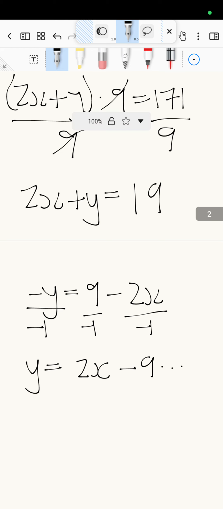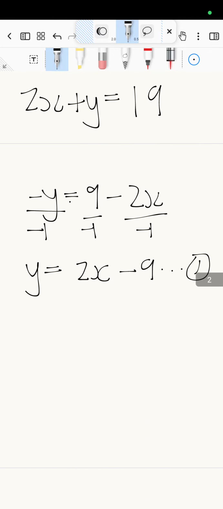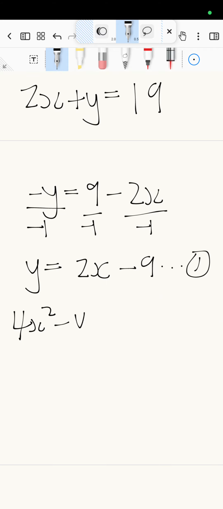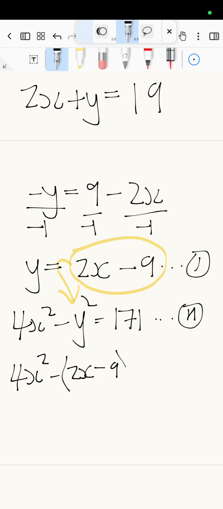So this is equation number, let's say 1. And our other equation over there, I'm just going to write it again, the same: 4x squared minus, was it y squared, equals 171. So let's call this equation 2. So I'm going to substitute 1 into 2. So what I'm saying is this is y, so I'm going to take y and put it in y's place. Okay, so this is going to be 4x squared minus, what is y? y is 2x minus 9. This needs to get squared.